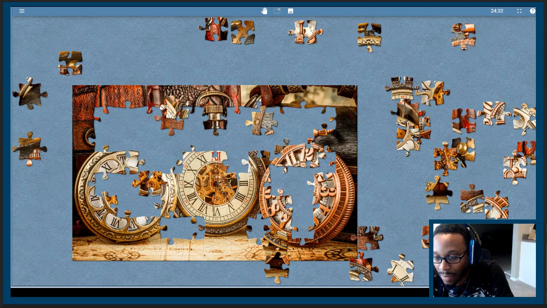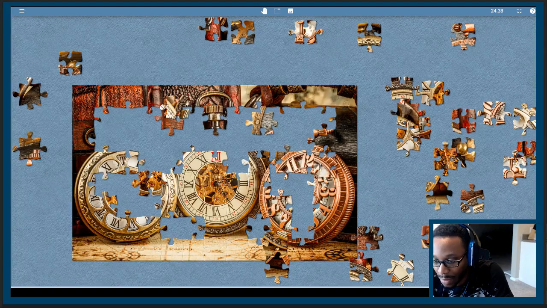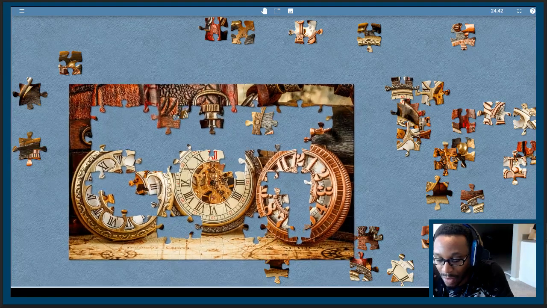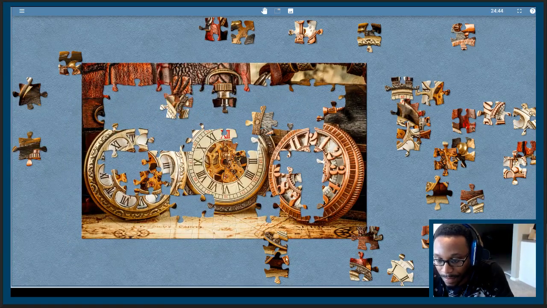Do I need a piece that's vertical with the two holes in it? So now I'm going to use finally the piece right here. Yep. I used that scan just like they taught me and I did it.